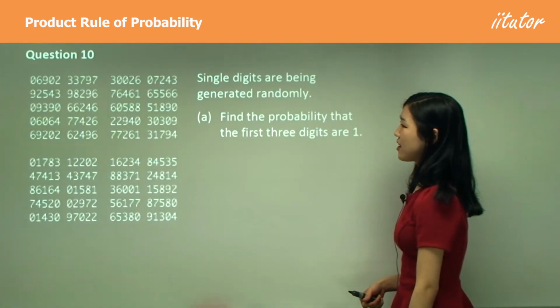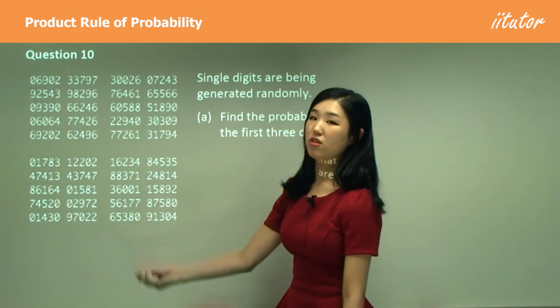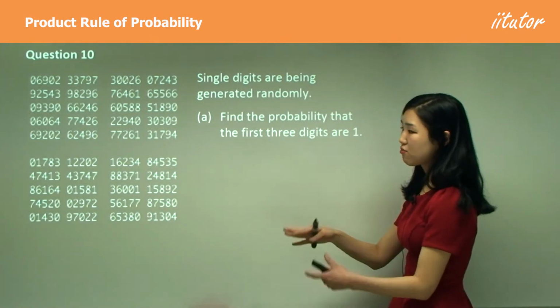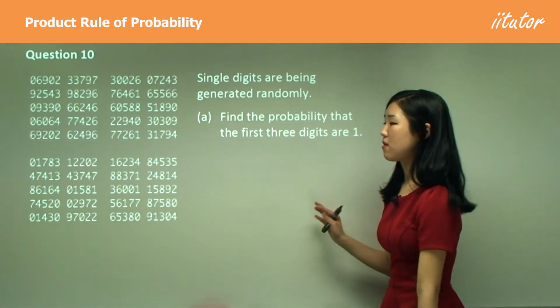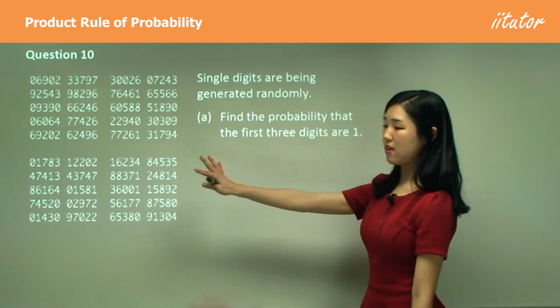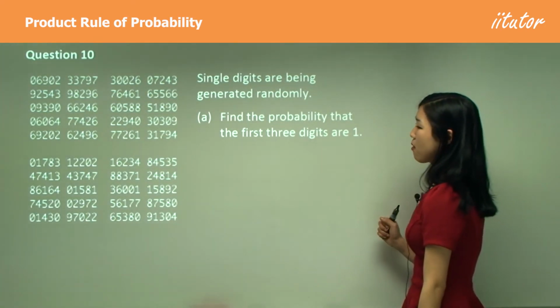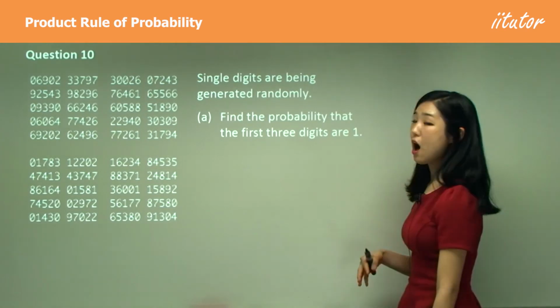Single digits are being generated randomly, so like these kind of numbers. It doesn't have to be a 5-digit number, but these are the kind of things randomly generated. It can be any random number. It can be repeated or there's no limit to this. So it's like these kind of numbers. These are just examples. In part A, I want to find the probability that the first 3 digits are 1.